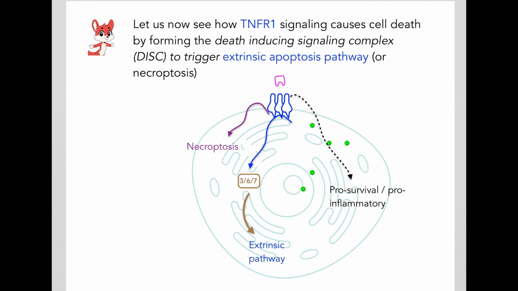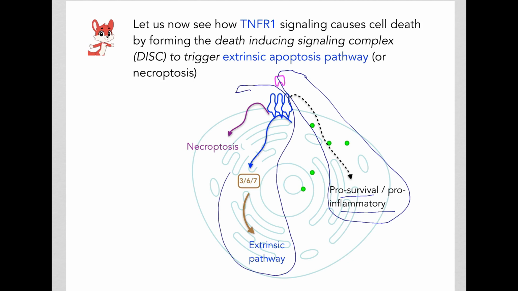Okay, so that's how TNFR1 signaling leads to the pro-survival, pro-inflammatory program. Now let's look at this part here. How does TNFR1 cause apoptosis by the extrinsic pathway? And if that doesn't happen, then it can cause necroptosis.